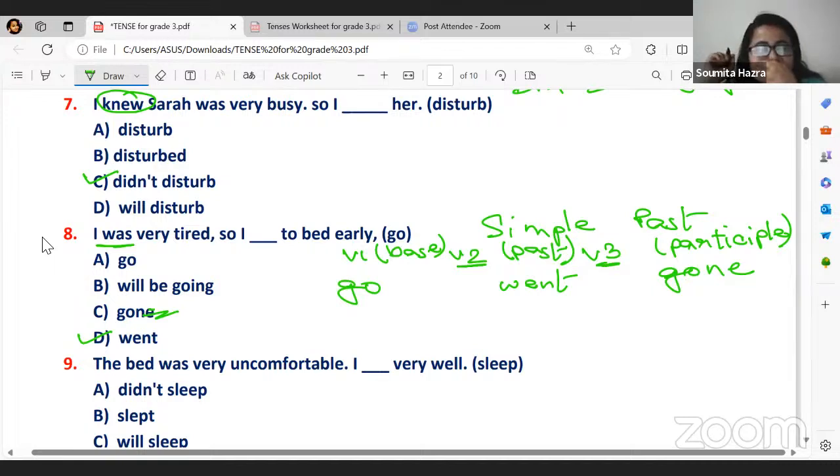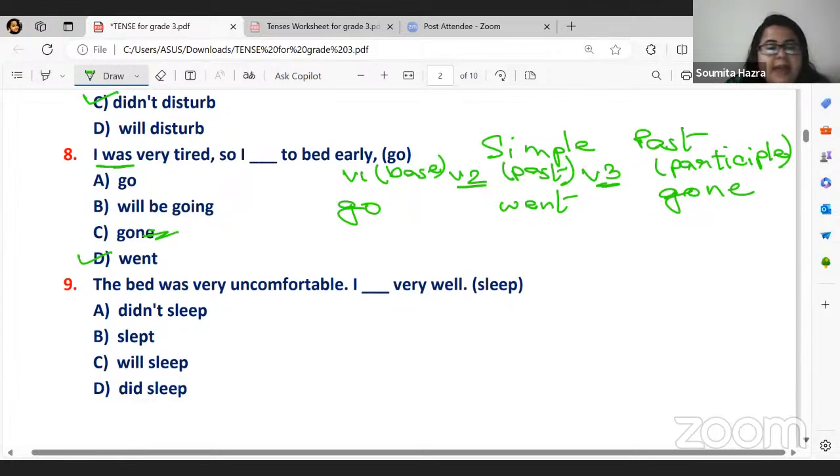How will we use the participle form? That we will discuss when we do the perfect tenses in your next grade. Participle forms are not important for now. Just because you told me that gone can be an answer, I explained this much. Here the correct answer is went. Go, went. So I went to bed early. Okay, next one, number 9.